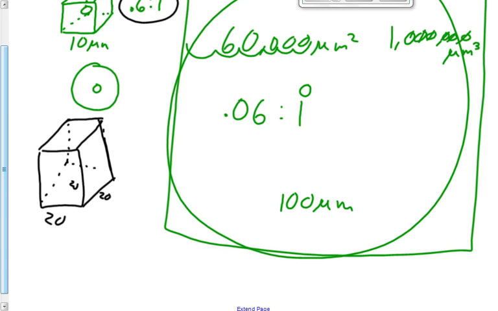So 20 by 20 by 20. Right? What do we got? 20 times 20 is 400 times 20 more. 8,000, right? So we have a volume of 8,000 cubic micrometers. Is that quite a bit bigger than it was previously? And all I did was double each side, right? But that more than doubled the volume, didn't it?